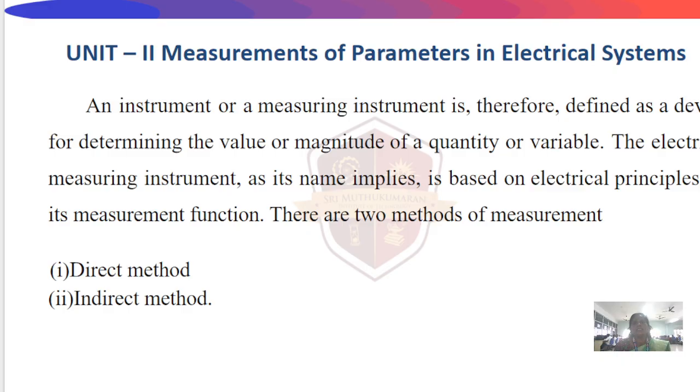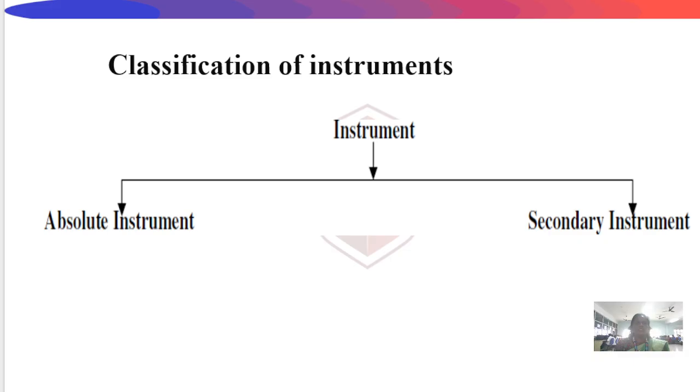In the direct method, we measure the value directly using an instrument. In the indirect method, we calculate the value using related measured quantities. Now let us move to the classification of instruments.